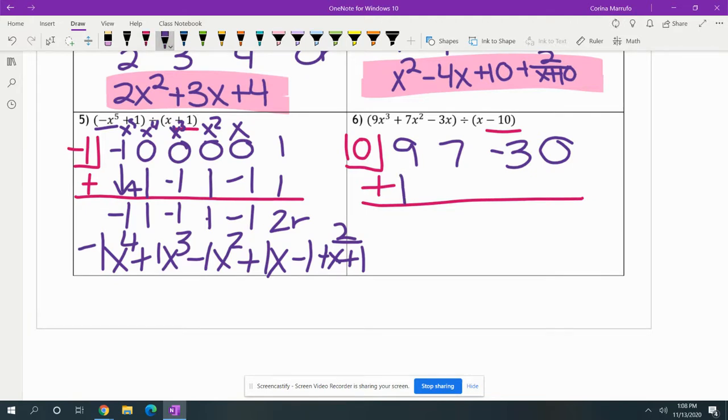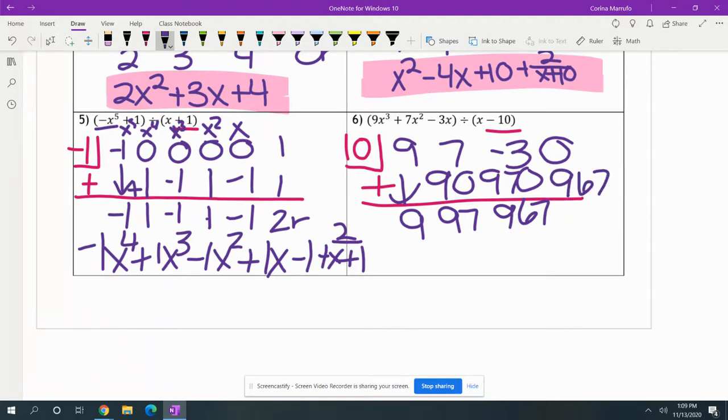So we follow the same steps. We drop the 9. Then we multiply. 9 times 10 is 90. Then we add. 90 plus 7 is 97. Then we multiply. 10 times 97 is 970. Then we add, and that gives us 967. Then we multiply. 10 times 967 is 9,670, and we add. 0 plus 9,670 is 9,670. And remember, the last one is our remainder.